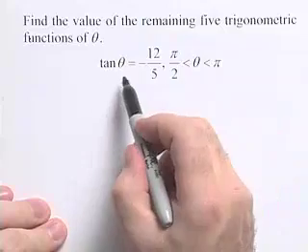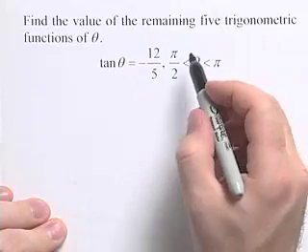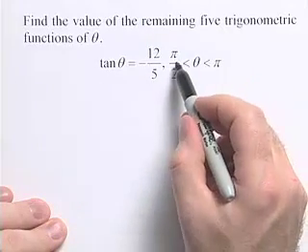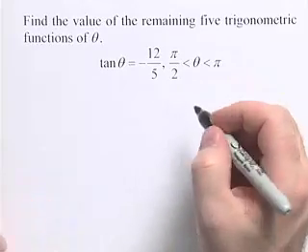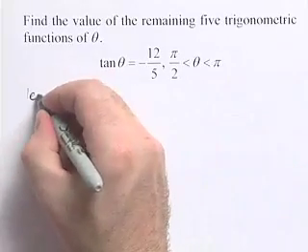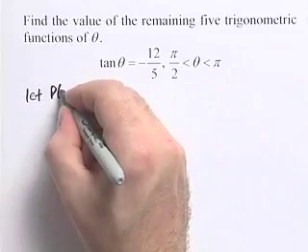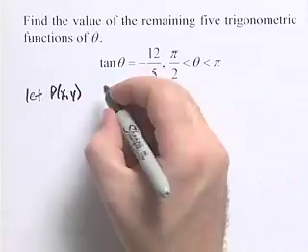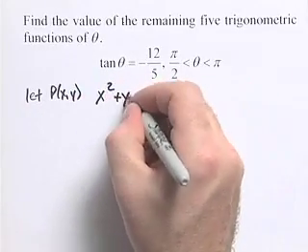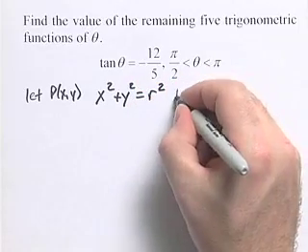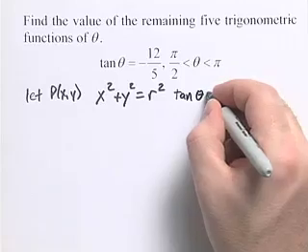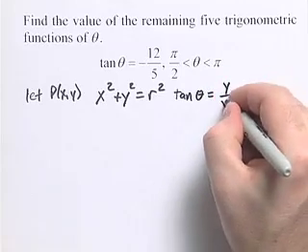Here we're going to find the 5 remaining trigonometric functions for an angle theta. We're given that tangent of theta is negative 12 divided by 5, and we know that theta is between pi over 2 and pi. That puts that in quadrant 2. If we let point xy be on the graph of a circle, x squared plus y squared equals r squared, we know that tangent of theta is equal to y over x.